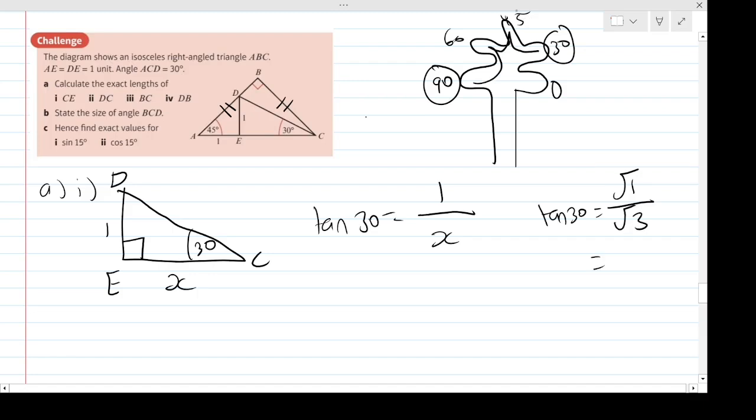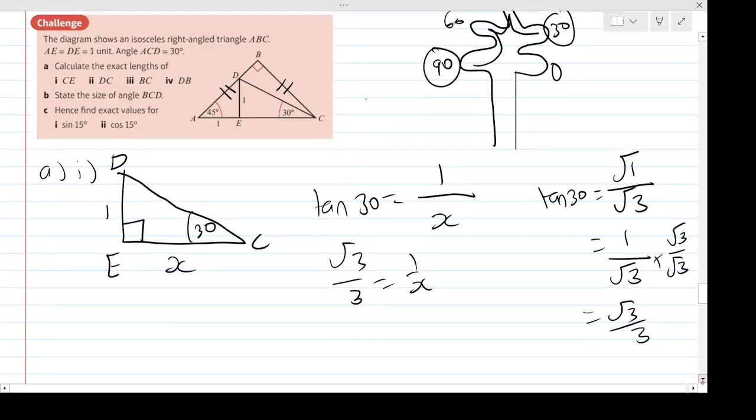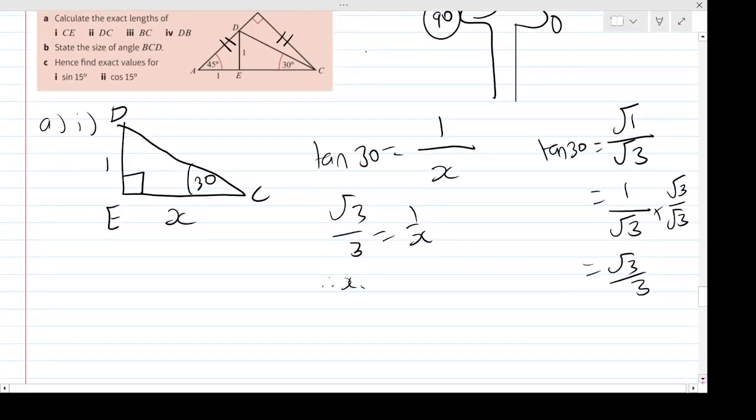Now, root 1 is 1 over root 3. And we can rationalise that. And so we get root 3 over 3. So therefore then we can say root 3 over 3 is 1 over x. And then we can sort of cross multiply, right? So therefore we can say x root 3 is 3. So x is 3 over root 3. And then we can rationalise that.